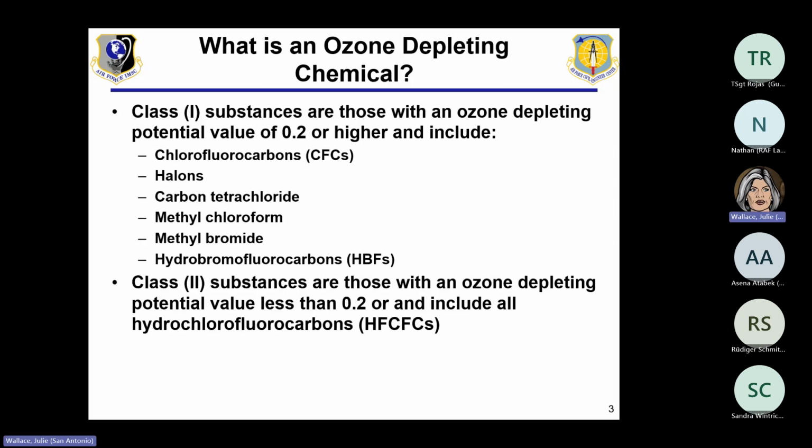What is an ozone depleting chemical? These are divided into classes. Class 1 substances are those with an ozone depleting potential of 0.2 or higher. They include your CFCs, so your chlorofluorocarbons, your halons, carbon tetrachloride, methyl chloroform, methyl bromide, and your HBFCs, so your hydrobromofluorocarbons, which is a mouthful. And then Class 2 substances are those with an ozone depleting potential value less than 0.2, and include all HCFCs, so hydrochlorofluorocarbons.